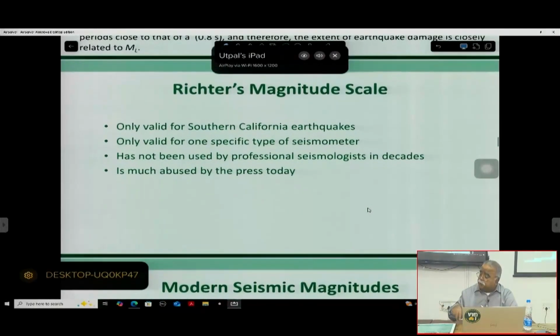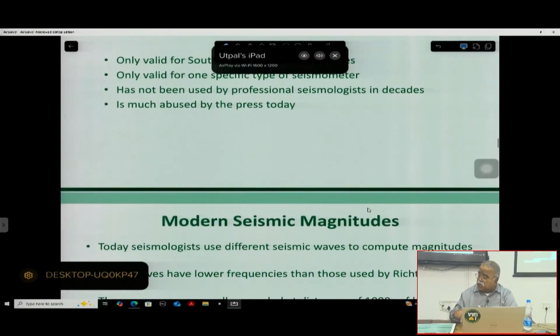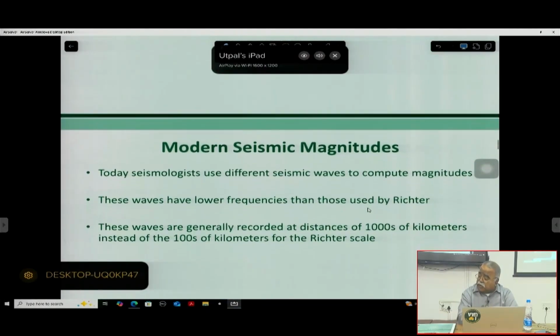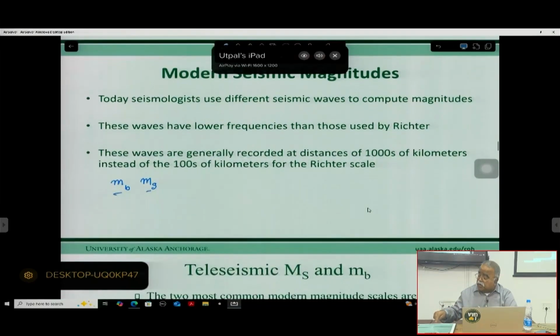It has not been used for a long time by any professionals. So modern seismologists are using two other different scales. One is the body wave magnitude scale, and the other is known as the surface wave magnitude scale. We call them MB and MS. So these are the two scales: one is the body wave and the other is the surface wave magnitude scale.